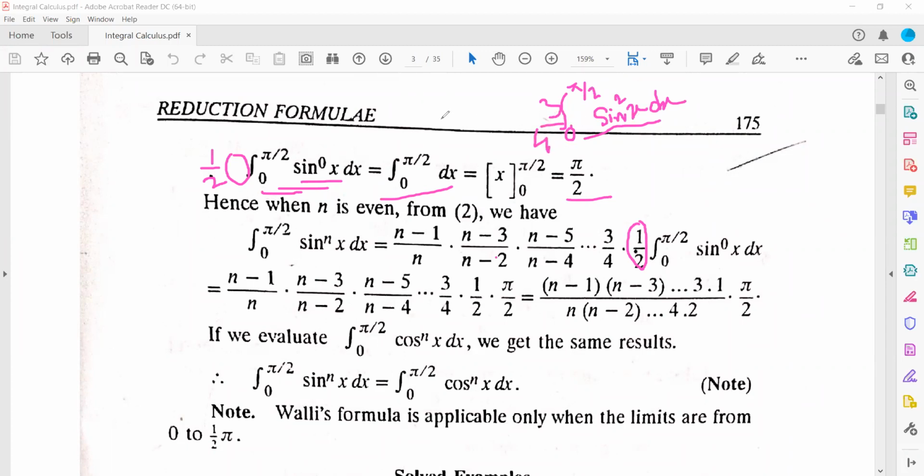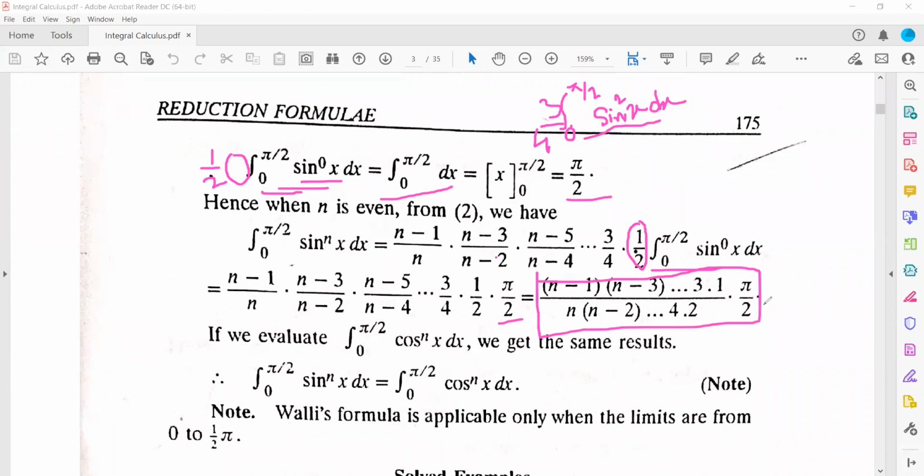Because before this, the power of sine will be 4. So you will get 3 by 4 before this. And the value of this is pi by 2. So I've written pi by 2. And then simple. Numerator part I have multiplied, denominator part I have multiplied. So n minus 1, n minus 3 dot 3 into 1. Denominator is n into n minus 2 dot 4 into 2 into pi by 2. Is that clear? So this is the reduction formula if n is even.